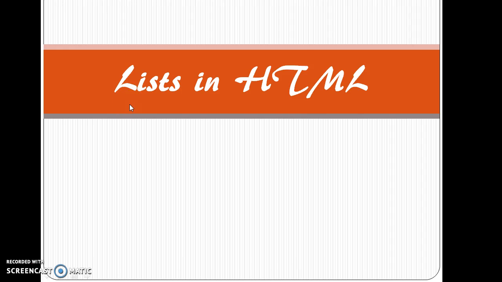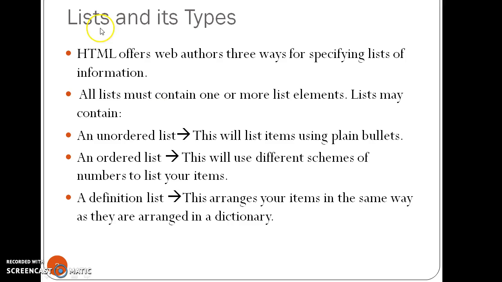Today we'll learn about the topic called list in HTML. Let us see what is meant by list and what are the different types of list that are available in HTML. HTML offers web authors three ways of specifying list of information. A list may contain one item or it may contain more than one item.